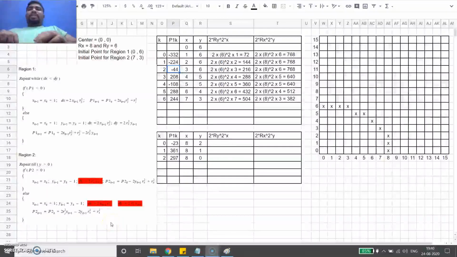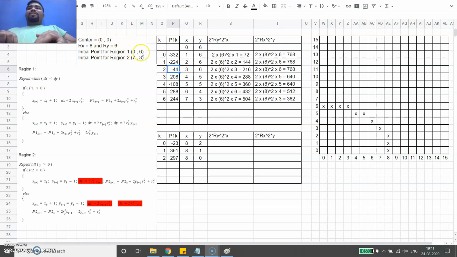So here is the example. In the example, we clearly see that we have the semi-major axis as 8 and semi-minor axis as 6. And we have the initial point which is starting from 0, 6. So why is it 6? Because ry is 6 and the initial x point is 0. So this is the initial point.